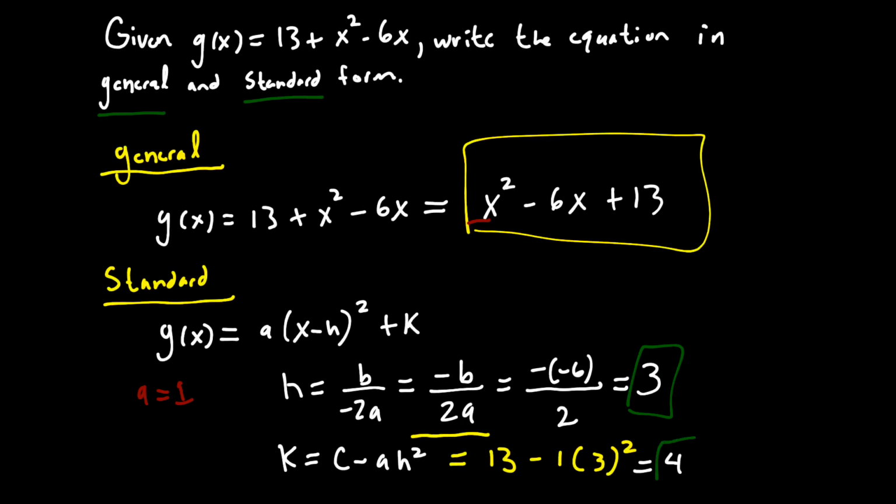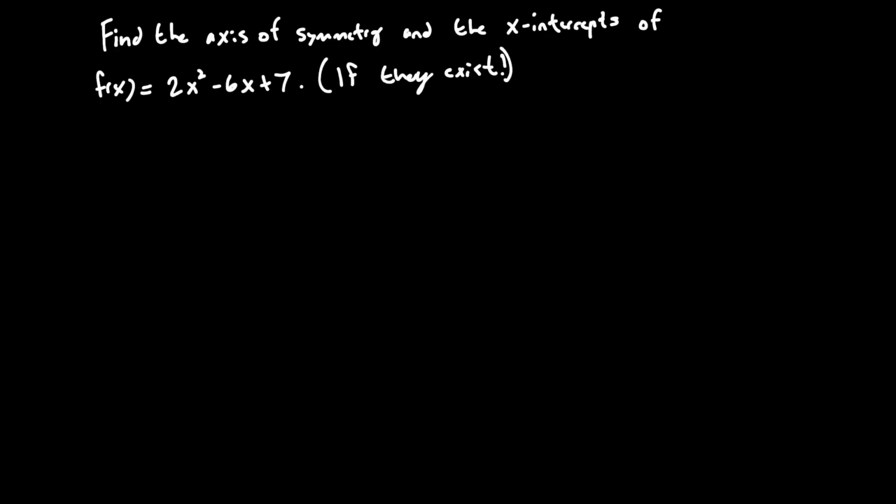So we have our h, we have our k, we have our a. Plugging this into our formula, we'll get that this is then equal to 1 times x minus 3 raised to the second plus 4. And this is our equation in standard form.